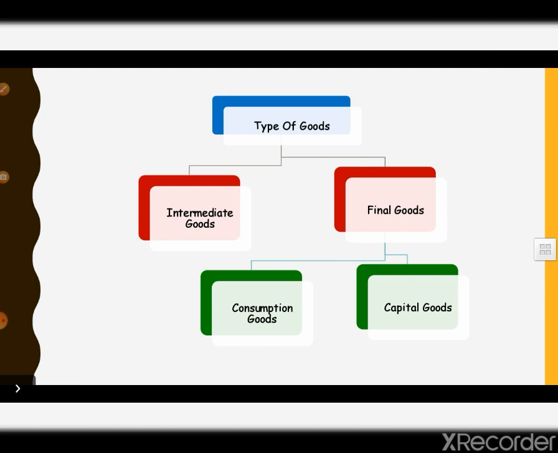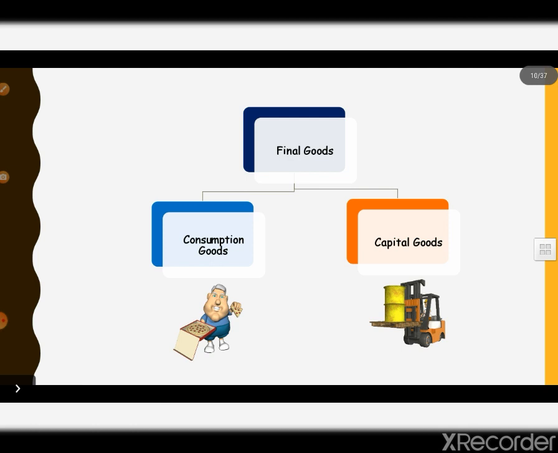Now, the next unit of chapter 1 is: what are the types of goods? Well, there are basically three types of goods: intermediate goods, consumption goods, and capital goods. Consumption and capital goods fall under final goods. We will learn to differentiate between all of these in the next slides. Now, as we've seen, final goods include consumption goods and capital goods. Capital goods are also known as investment goods.